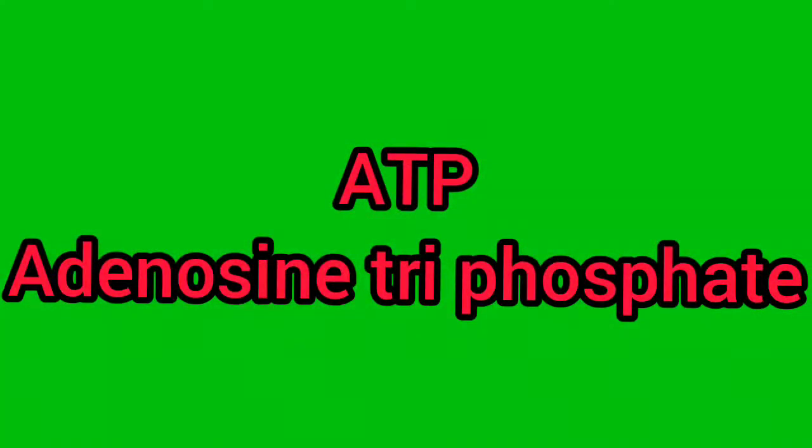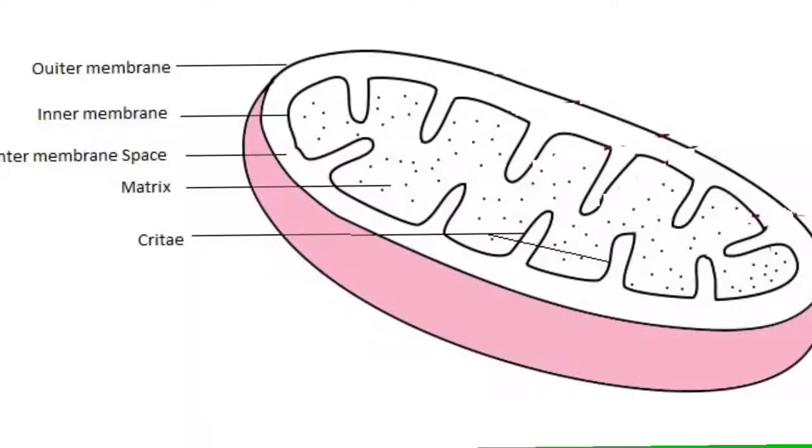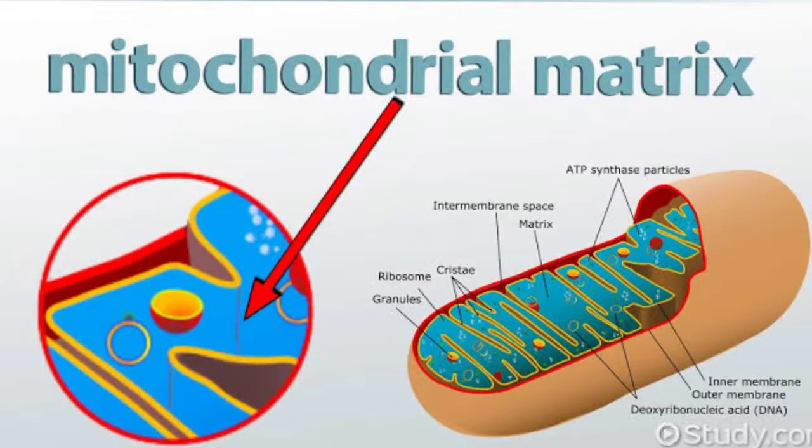There are some spaces between both the membranes, and these spaces are filled with a gel-like proteinaceous substance called matrix. What is it called? Matrix. Do you know what is found in the matrix?